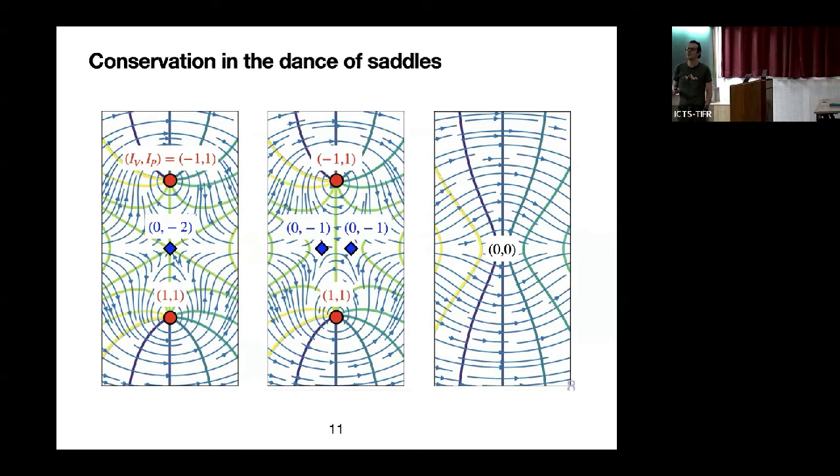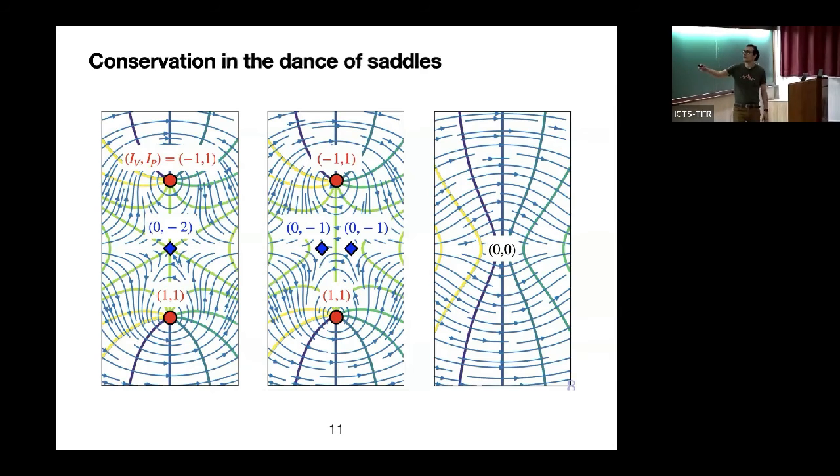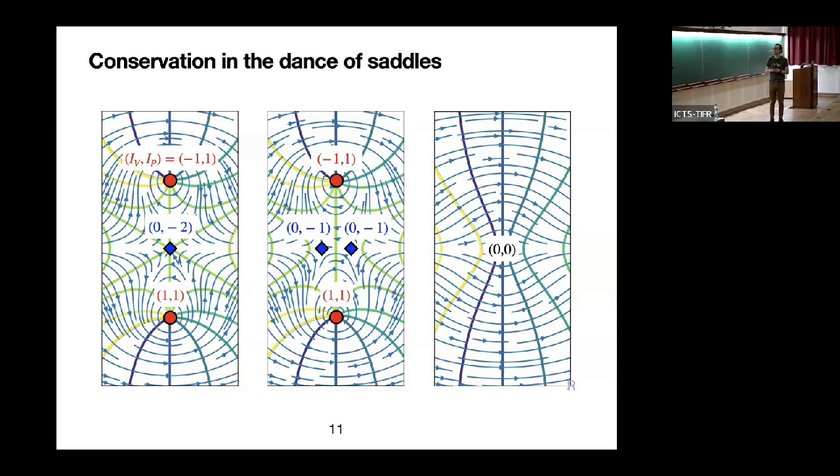So somehow, this conservation of these two indices shows you that here you need to have this saddle to have the annihilation of vortex. The vortex cannot annihilate together just to give this flow. You need these two saddles to cancel the Poincaré index of the vortex.